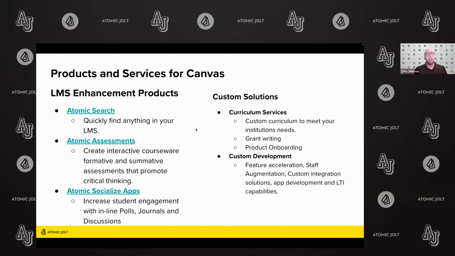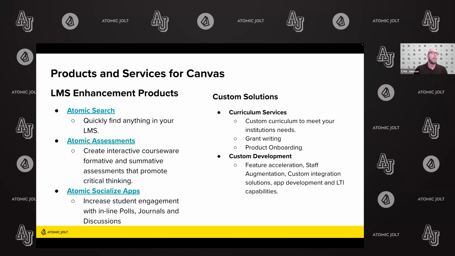And we offer a variety of products. This webinar's focus is Atomic Assessments, but we also have tools like Atomic Search, which allows you to search across the entire LMS to find learning content, and some engagement tools, what we call our Atomic Socialize apps, that allow for polling, journals, and discussions. We also offer solutions. So if ever you need help building your curriculum, or if you want to create custom solutions that help extend the capability of Canvas, we can help you there as well.